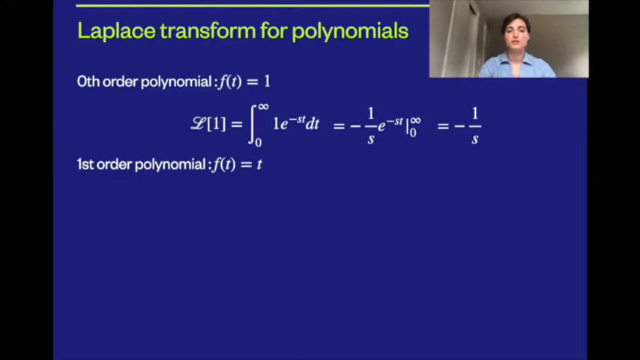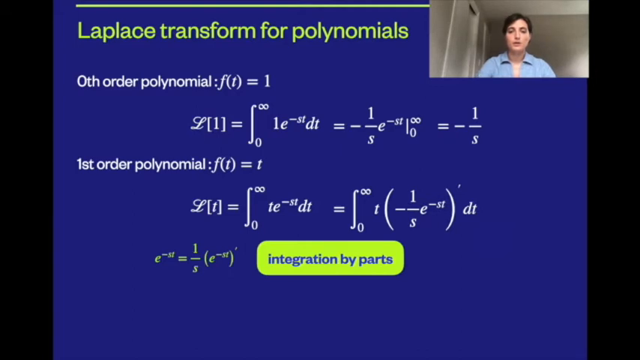Let's go to the first order polynomial, f of t equal to t. So the Laplace transform of t is the integral from 0 to infinity of t times our integration kernel, exponential of minus s times t. We use integration by parts. We use, again, that e to the minus st is the derivative of 1 over s between parentheses of e to the minus st. There is a minus missing in this case.